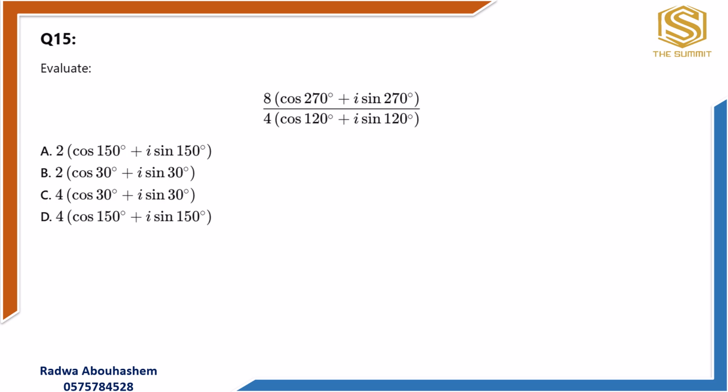That's it. Here it's asking you to divide. So divide the radii and subtract their angles. That's it. So it would be here 2 times cosine of 270 minus 120, 150, sine 150. Where's my answer? Here it is.